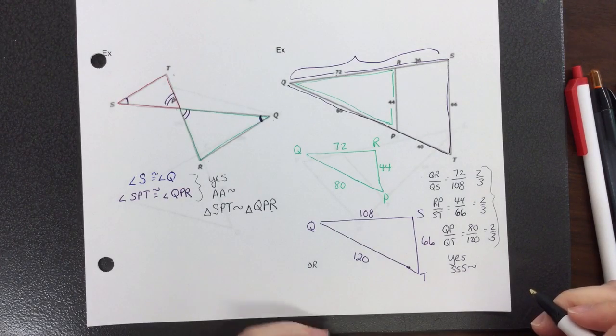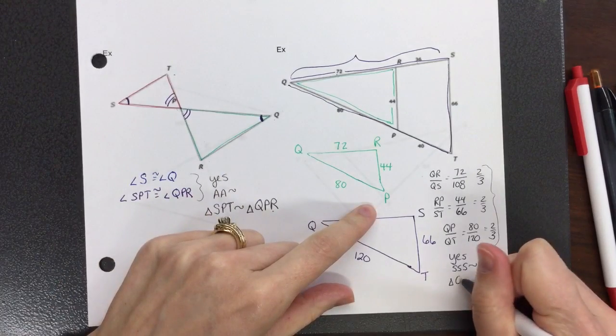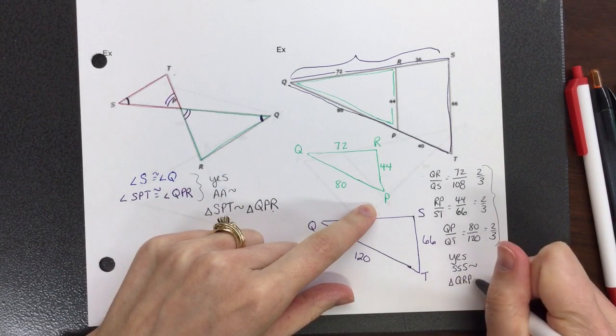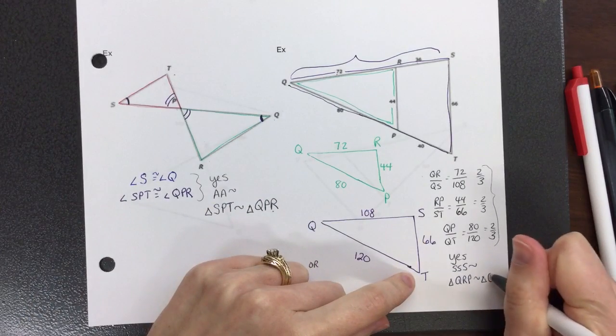And then what is the similarity statement? Triangle QRP is going to be similar to triangle QST.